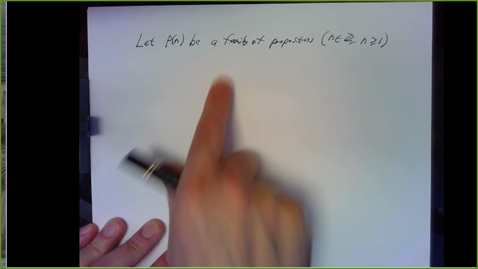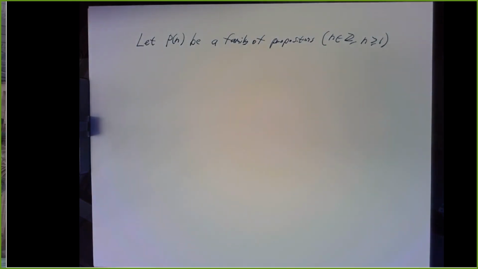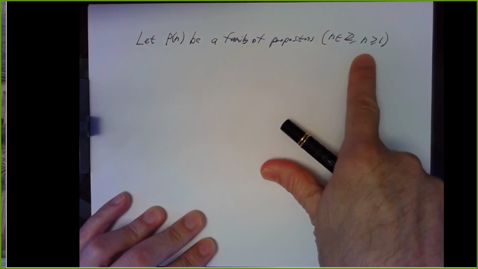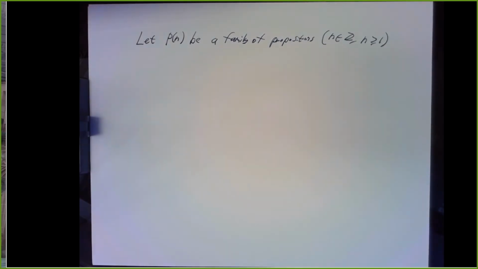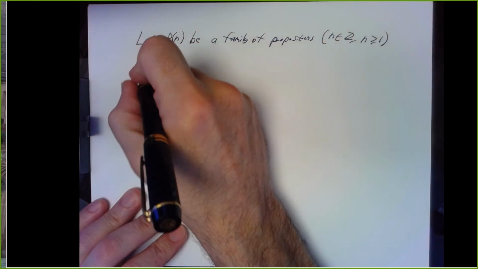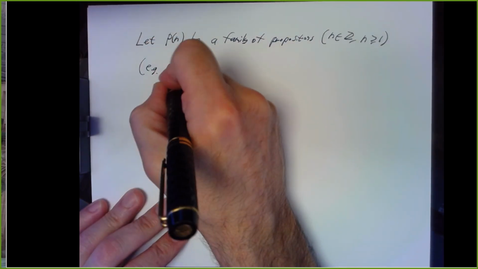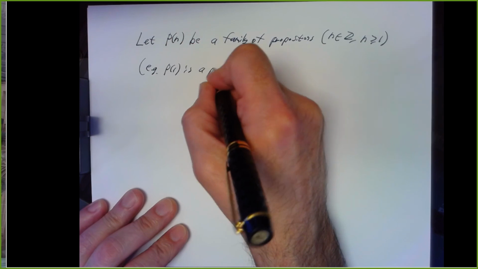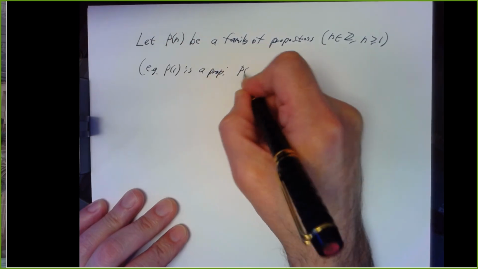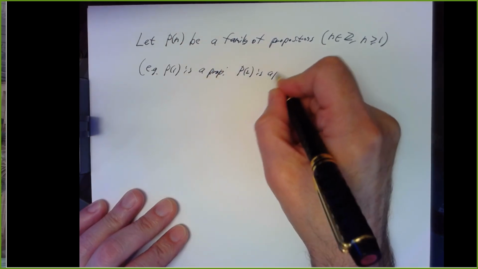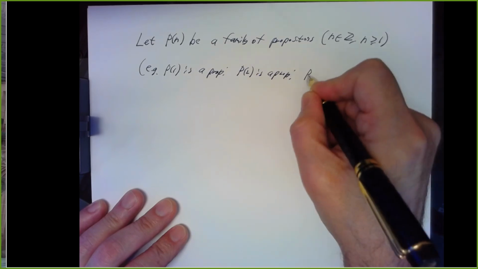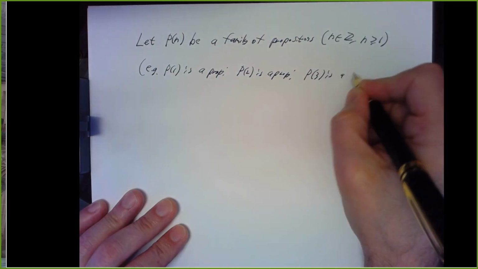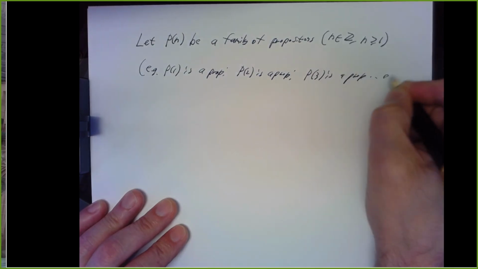And P of n is a family of propositions. It's a set of propositions. And for any value of n, I get a different proposition. So, e.g., P of 1 is a proposition. P of 2 is also a proposition. P of 3 is a proposition. And so on.